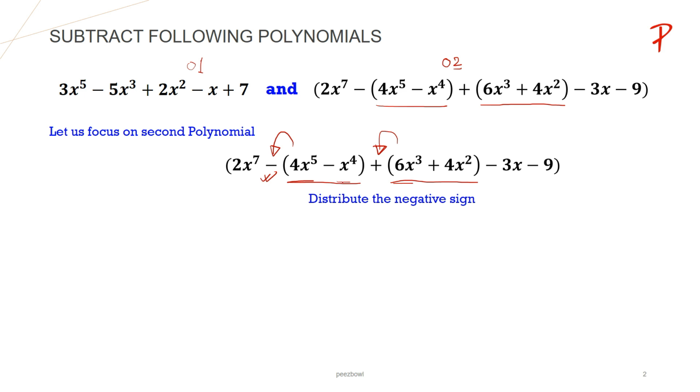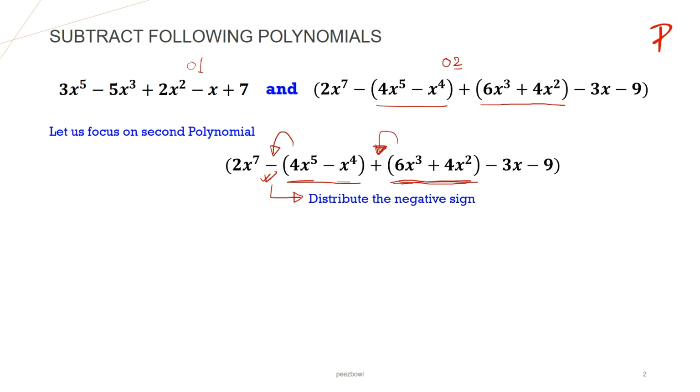Within the bracket, there could be any expression, right? In our case, we have 4x^5 minus x^4 in a bracket, and before that, I have a minus sign. So, in this case, I have to distribute the negative sign. But this distribution is not applicable for this second set of expression, right? Because here we have 6x^3 plus 4x^2 within a bracket. But before that, there is a plus sign. So we do not need to distribute the plus sign. Okay. So let us see what happens when we distribute the negative sign.